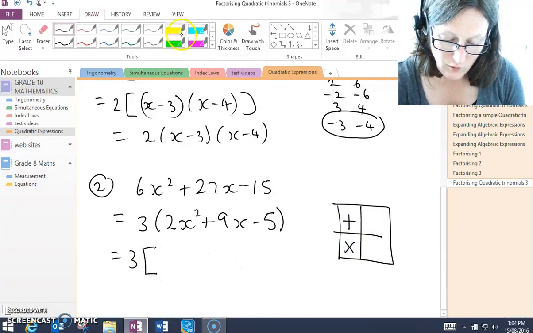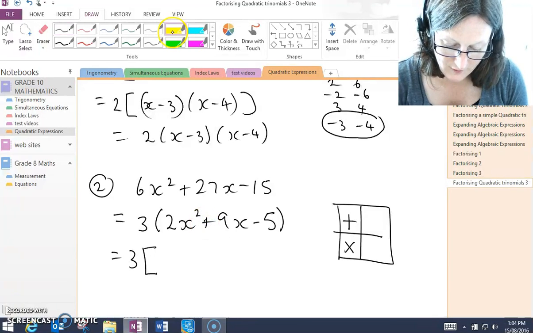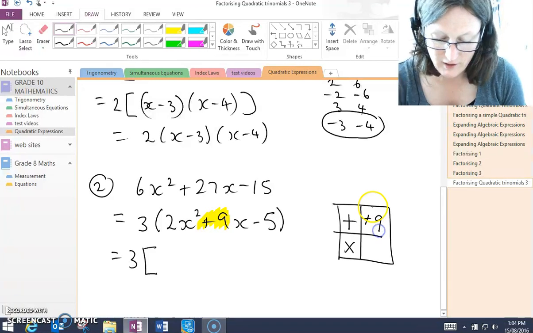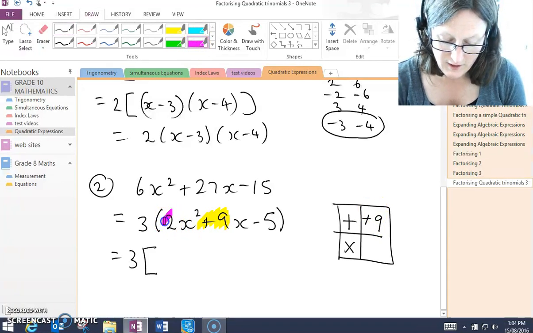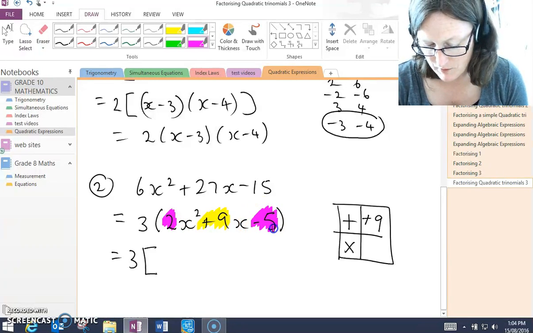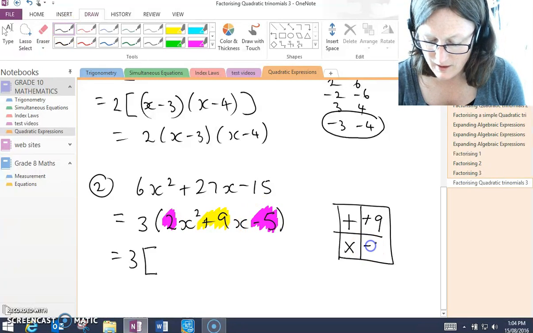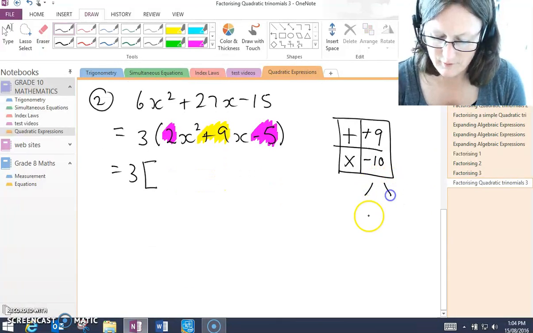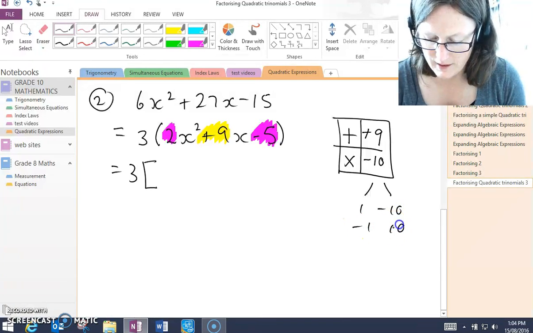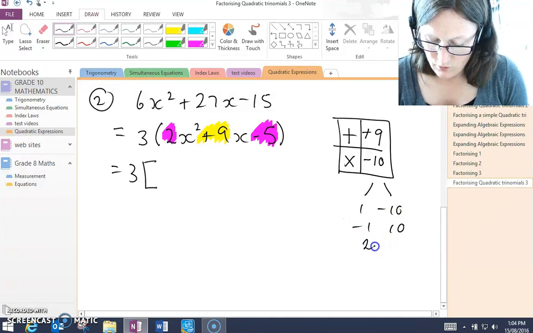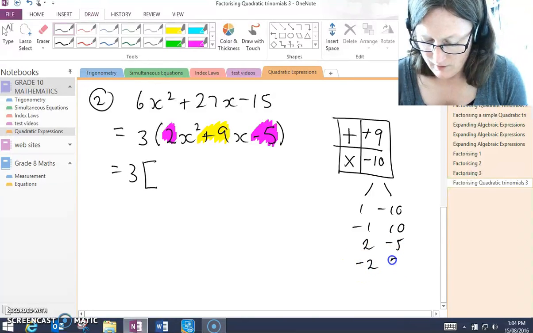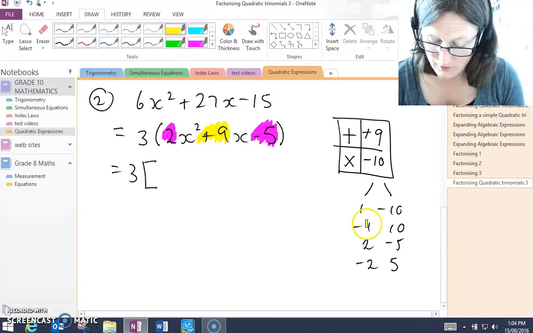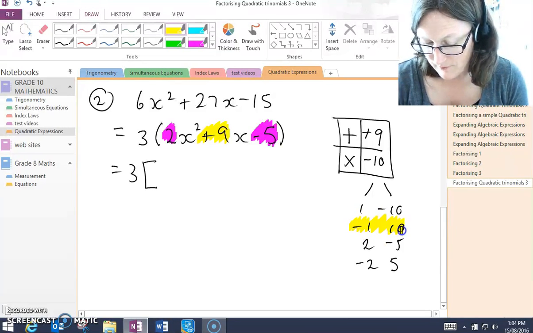I need to choose two numbers. These two numbers need to add to the thing with the x. So the two numbers need to add to 9. The two numbers that I choose need to times to 2 times minus 5. 2 times minus 5 is minus 10. So I'm going to write down everything that times to minus 10. 1 and -10, -1 and 10. 2 and -5, -2 and 5. Of that, there is one combination that adds to positive 9, and that would be this combination here.